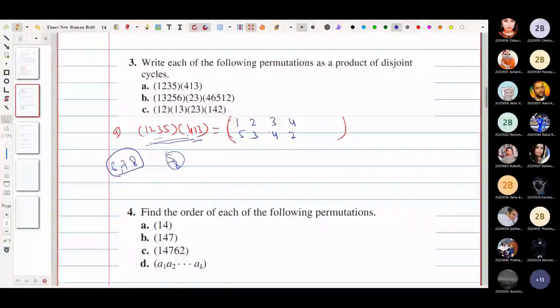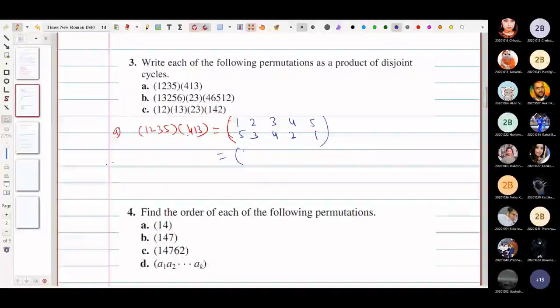So okay, 4 goes to 2, and then we need to see 5. 5 is fixed here, okay, and then 5 goes to 1. I think all symbols are exhausted. Okay, so we can very much write it in cyclic form. I think it is in cyclic form.